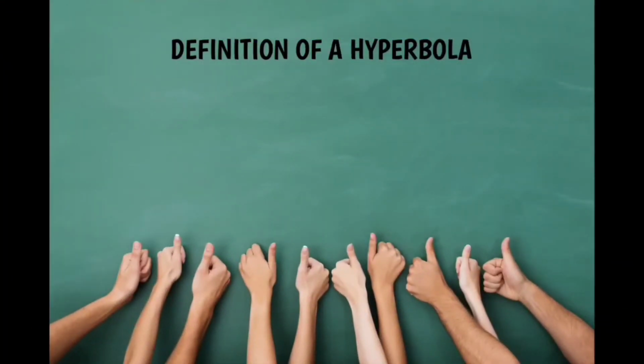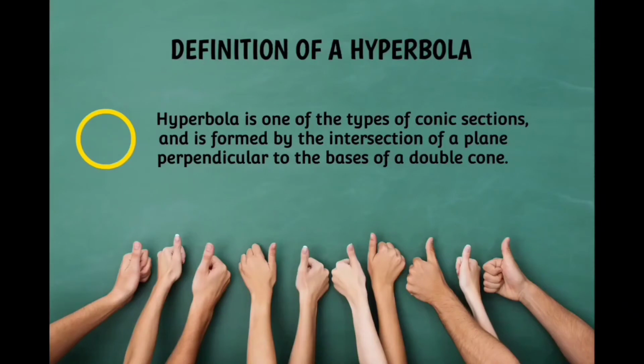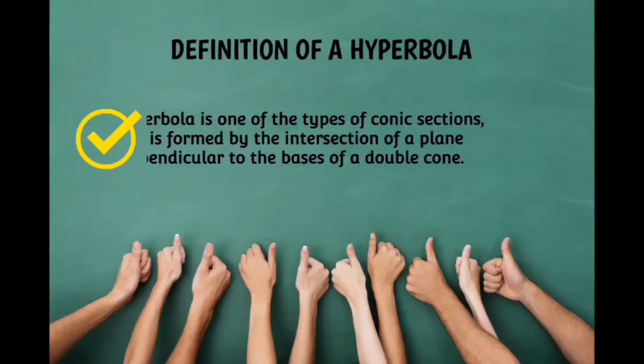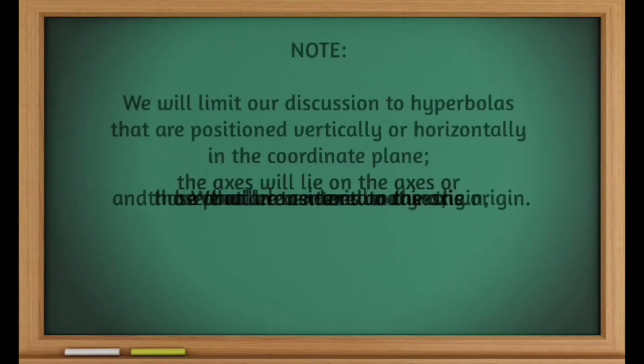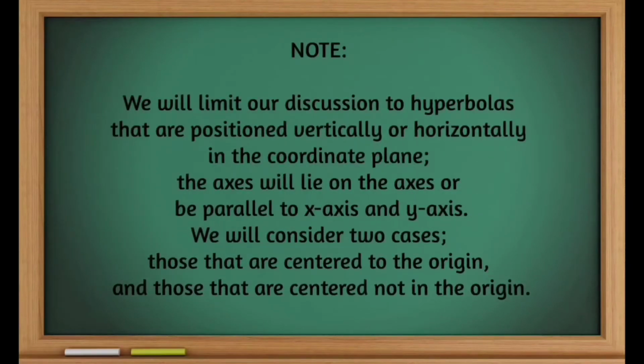This is the definition of a hyperbola. A hyperbola is one of the types of conic sections formed by the intersection of a plane perpendicular to the bases of a double cone. Note, we will limit our discussion to hyperbolas that are positioned vertically or horizontally in the coordinate plane. The axis will lie on or be parallel to the x-axis and y-axis. We will consider two cases, those that are centered at the origin and those that are not centered at the origin.